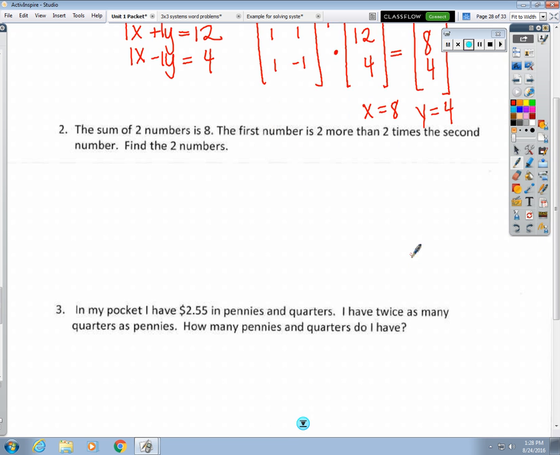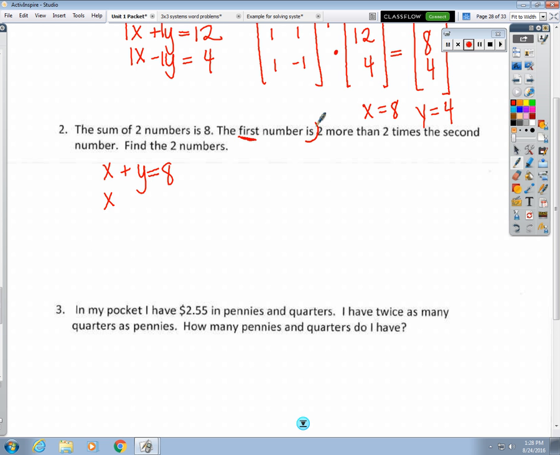The sum of two numbers is 8. How do I write that? X plus y equals 8. Correct. Those are easy ones. The first number is 2 more than 2 times the second number. Okay. Which number up here did we choose to be first? Okay, so x. Not that it really matters, but since we went with x as the first number in the first statement, we'll go with x as the first number in the second equation.